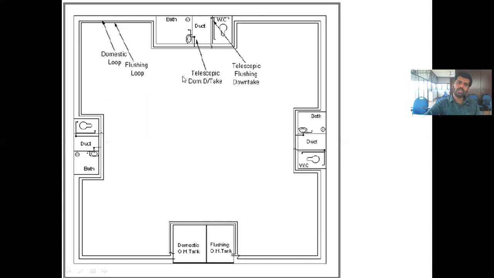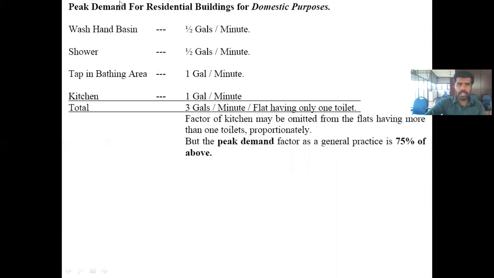Okay, so before that, you have to know some values. How much is the peak demand, or how many liters per second or gallons per minute are being consumed by different fixtures, that we have to know. So before that, peak demand for residential buildings for domestic purpose. This is one of the methods to find out the pipe diameters, as well as we can find out the discharge also.